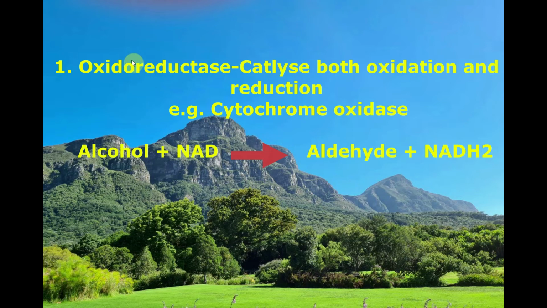For example, take alcohol dehydrogenase, which catalyzes the reaction alcohol plus NAD. In the presence of the alcohol dehydrogenase, it produces aldehyde and NADH2. Here alcohol and NAD are undergoing oxidation and reduction. NAD becomes reduced to NADH2 and alcohol becomes oxidized to aldehyde. So that is the oxidoreductase.